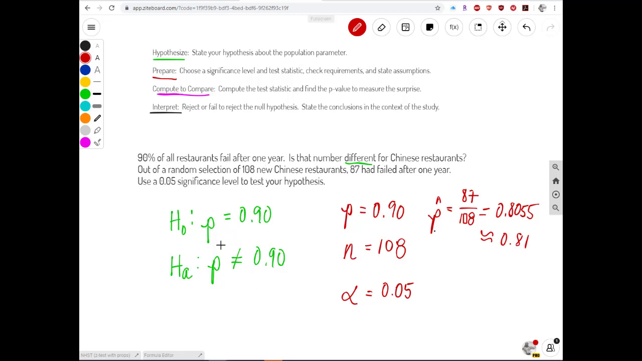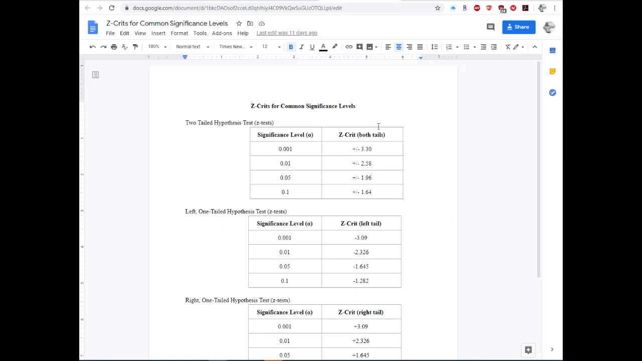Okay, great. Now, what kind of test do I need? Well, this is looking for either extremely low values or extremely high values. So this looks like a two-tailed test. So I'm going to go over to my ZCrits for common significance levels. I need a two-tailed hypothesis test for a 5% alpha. So my ZCrit is going to be positive 1.96 and negative 1.96.